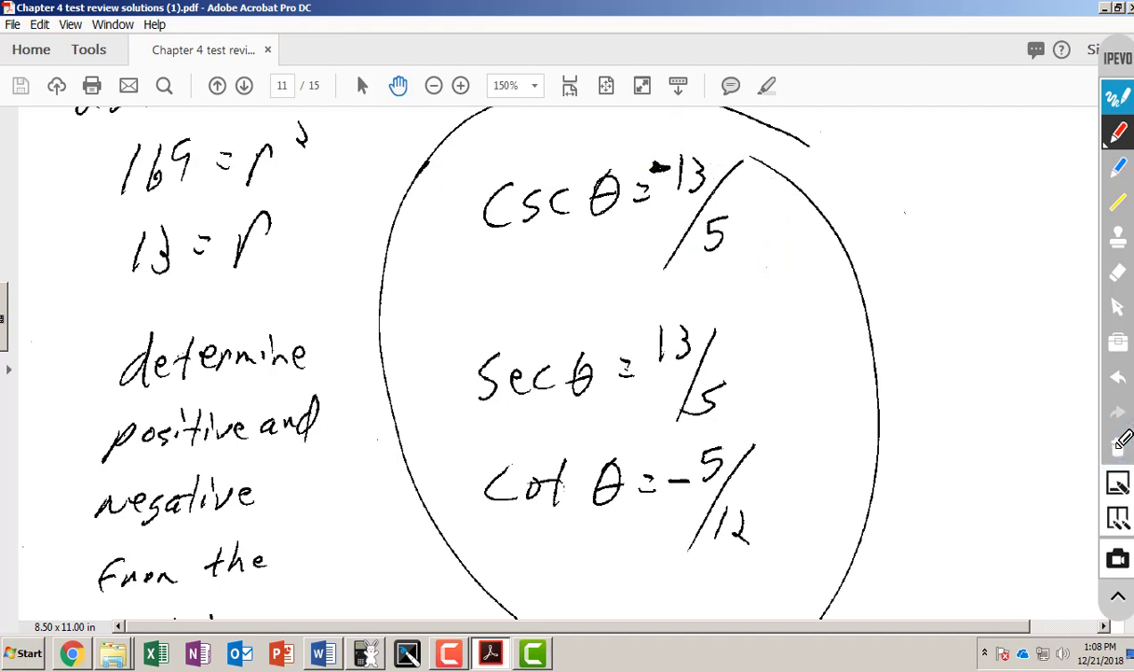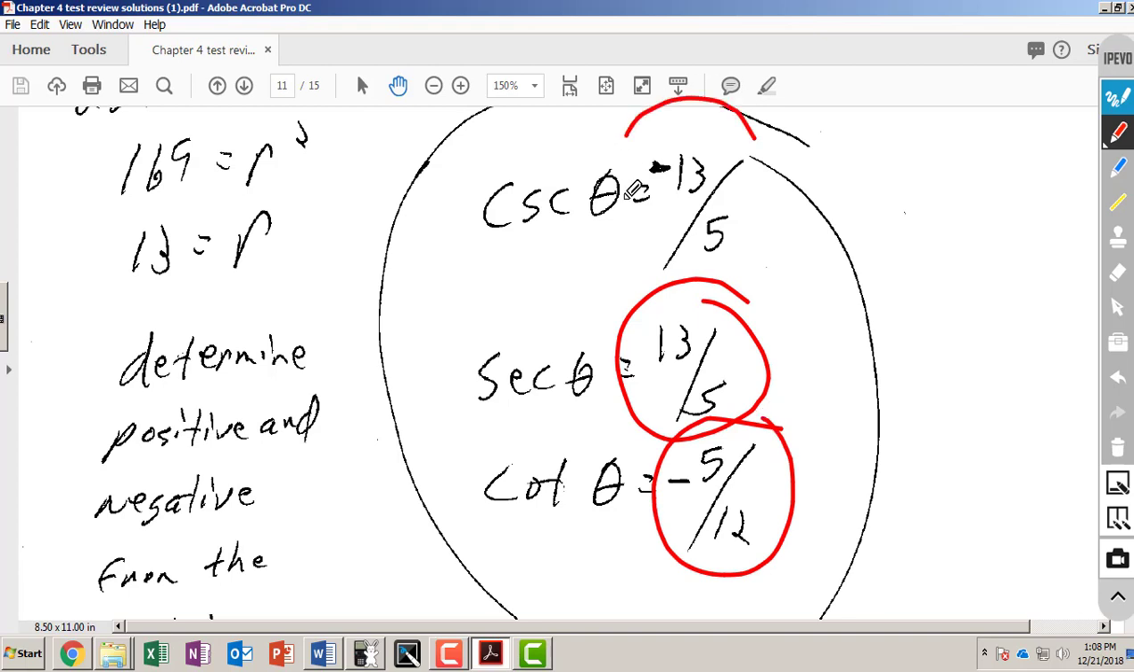You can put the negative wherever you want to. The secant, remember, is r over x, so that's going to be 13 over 5. And your cotangent is x over y, so that is negative 5/12. And that would be your answer for your cosecant of theta, secant of theta, and your cotangent of theta.